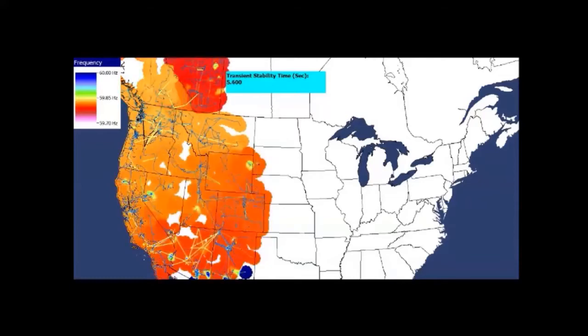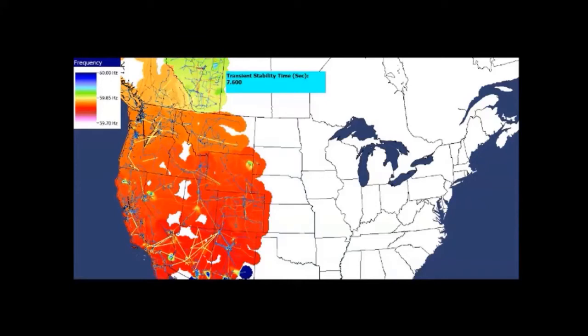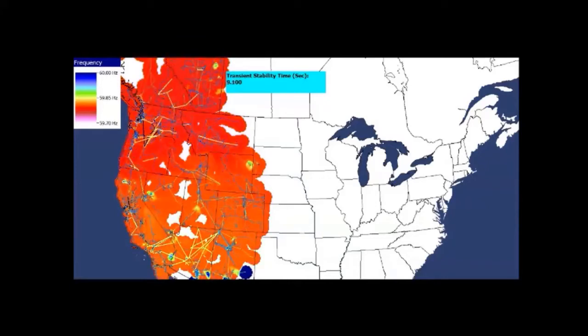We're running at 1/3 real time here. Blue is 60 hertz, and this magenta is 59.7. And you can see how it oscillates around in the system.